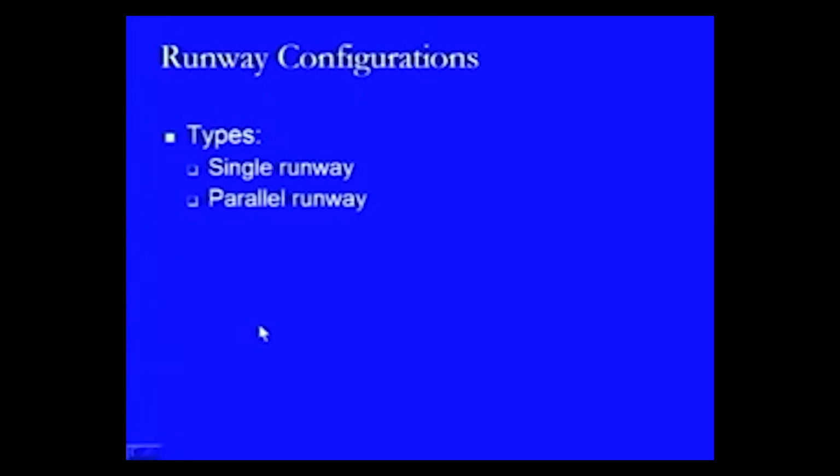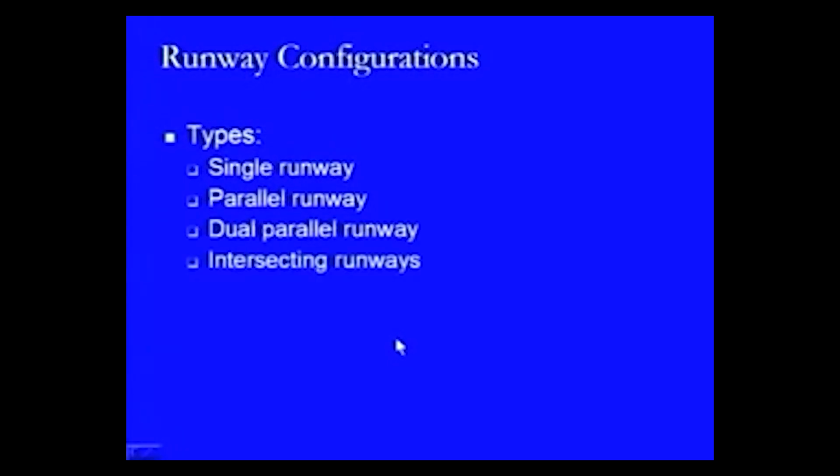Now, we come to the various types of runway configurations, and these are single runways, parallel runways, dual parallel runways, intersecting runways and V-shaped runways. These are the 5 categories of runway configurations which can be there on the basis of the orientations which we have found out. So, we will be discussing these now.